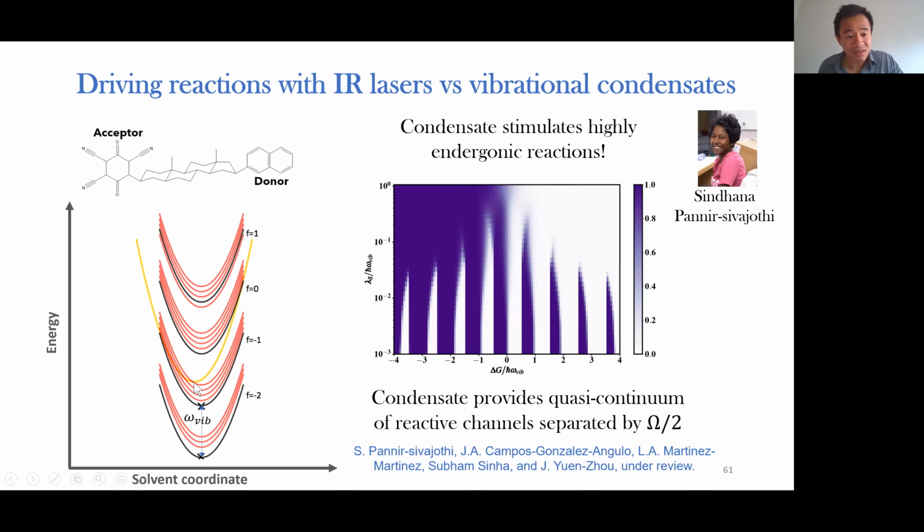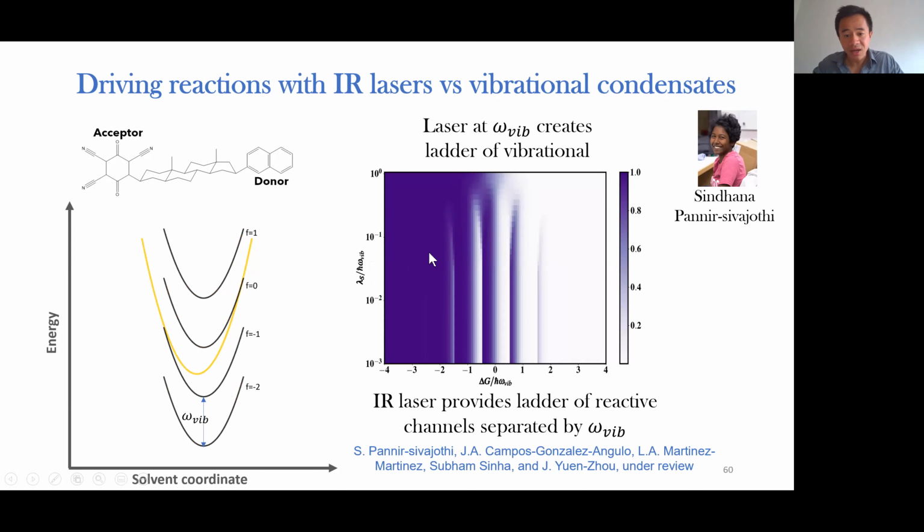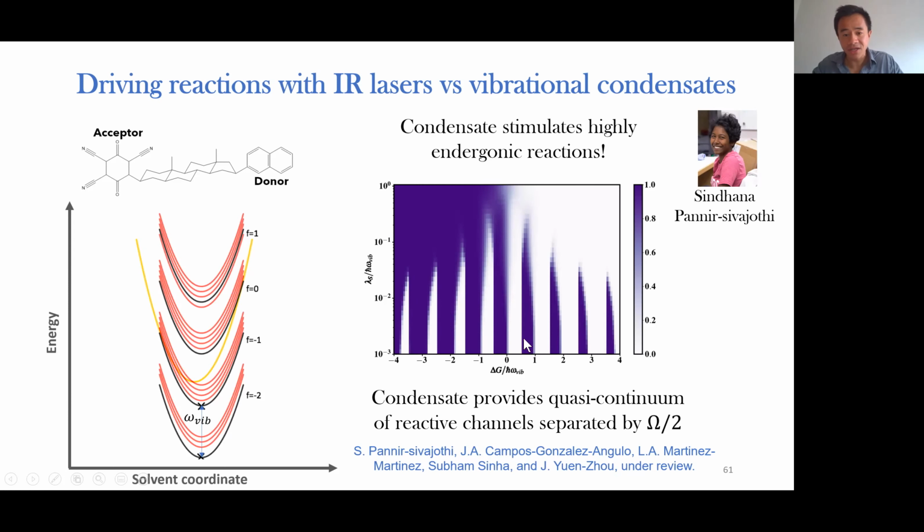Like this crossing means that going from the yellow to the red gives you almost no activation energy barrier. And that's why you get a much larger, much richer control of the yields of the reaction. There's a lot of physics that I should skip through here, but the point is that the condensate provides essentially a quasi-continuum of reactive channels separated by Rabi splitting rather than by vibrational excitation. And then you can have yields that are more malleable even when delta G outside of the cavity was very positive.